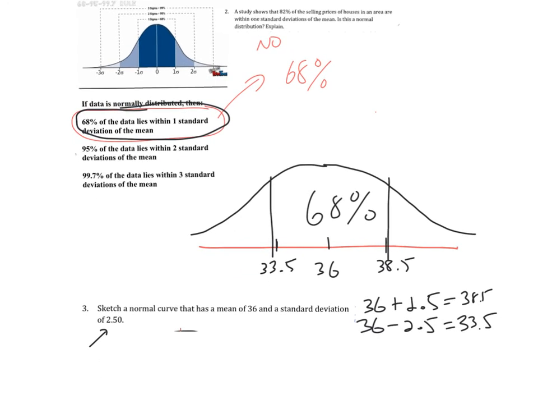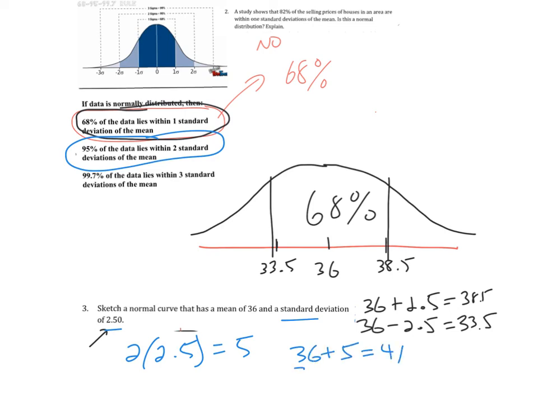Since you know that 95% of data lies within two standard deviations of the mean, well, 2 times our standard deviation, 2 times 2.5, is 5. So we're going to take 36 and add 5, and we're going to take 36 and subtract 5. And that tells you that 95% of the data is going to lie between 31 and 41.